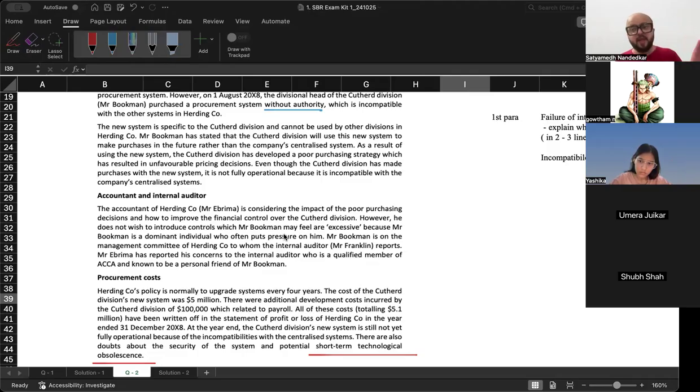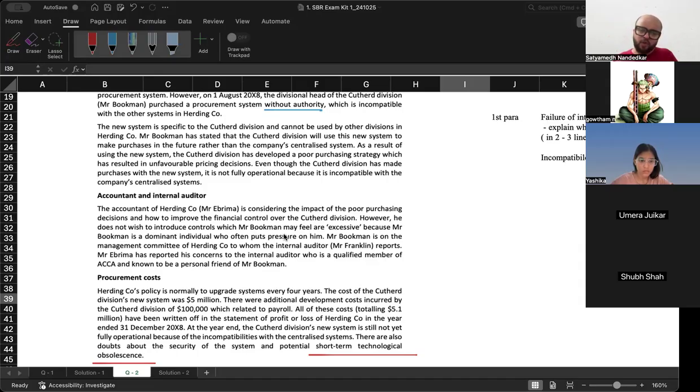That is a problem. But even after doing something in the wrong manner, if you are still achieving the right outcome, that's not acceptable, but that's still okay. Here, you are using the wrong approach, and that has led to control lapses in the system, that has led to unfavorable pricing decisions, that has led to poor purchasing strategy. You will have to highlight all three of these well. Because of that, there will be a financial impact in the financial statements.